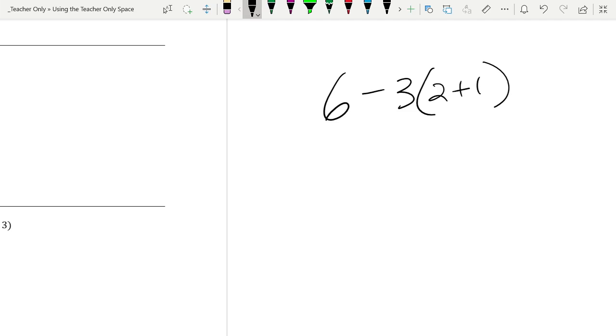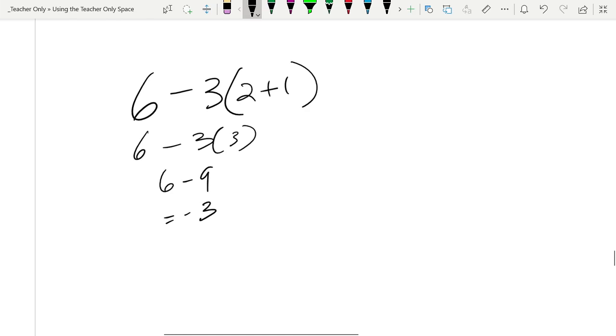But that's not how BEDMAS works. BEDMAS says you have to multiply before you subtract. So I would say that this is 6 minus 3 times 3, and 3 times 3 is 9, so this is 6 minus 9. This should be negative 3. Usually I can convince people that that's true, and they'll go, oh yeah, you're right. I can't do that subtract first.